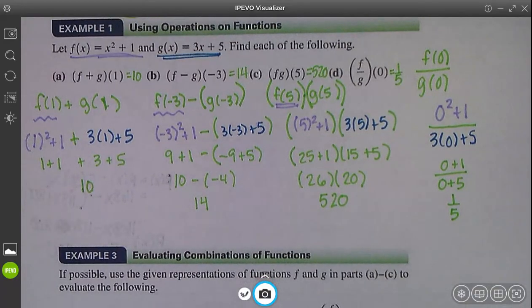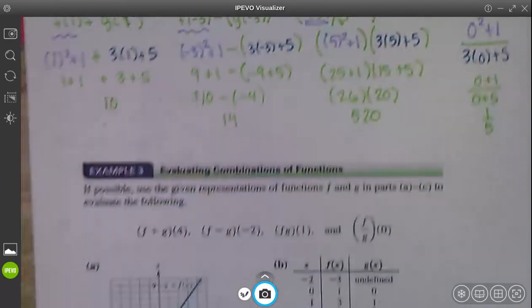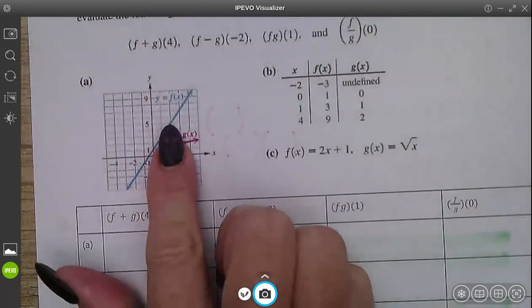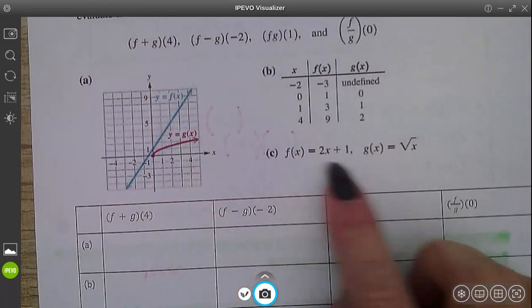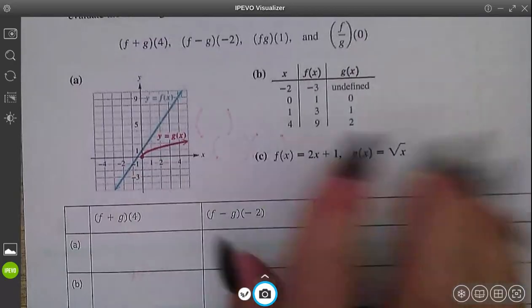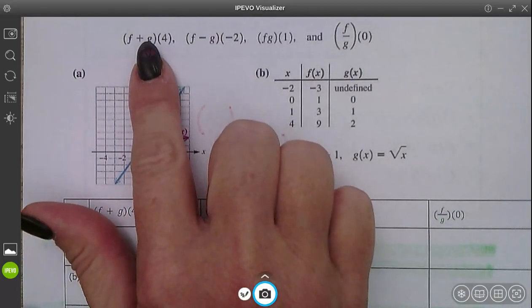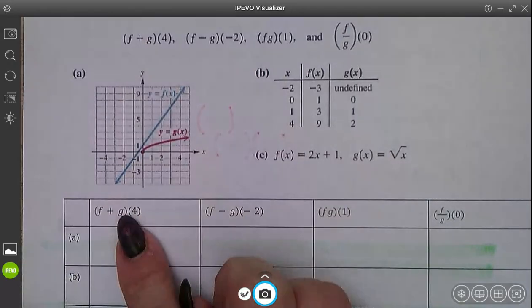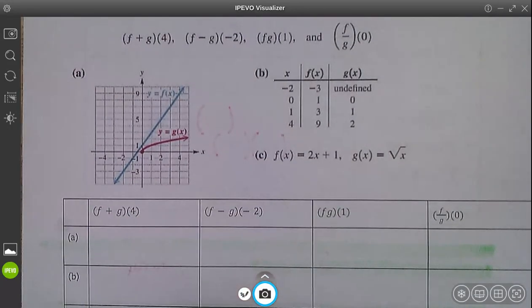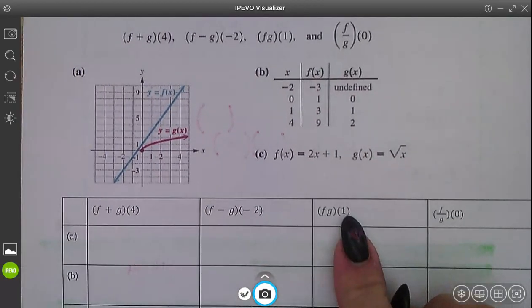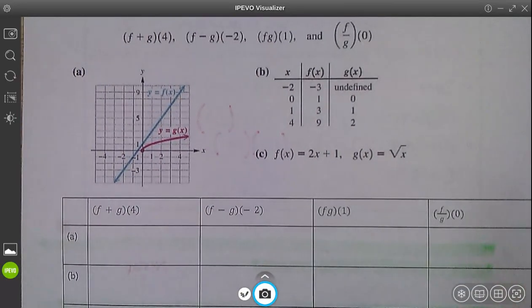Now on those ones we had actual equations, but sometimes we don't have equations. Sometimes we have other representations of our functions, like a graph or a table. This one does have equations. So we're going to practice those same skills but using different representations. We're going to do f plus g of 4 for each of the three, f minus g of negative 2 for each of them, f times g of 1, and f over g of 0.